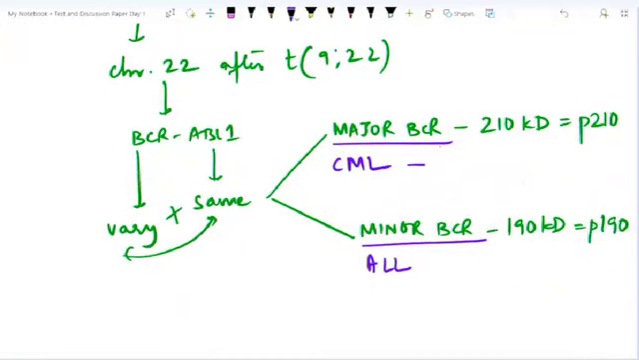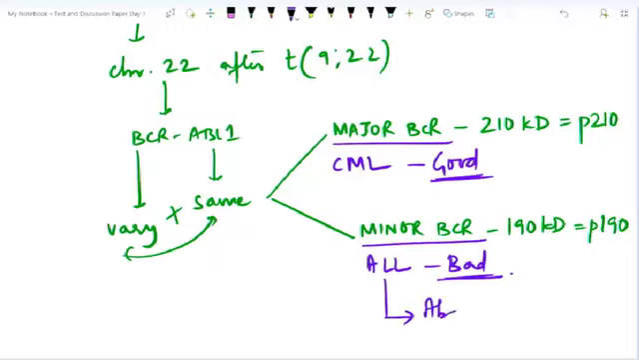In CML, it is good prognosis because it responds to treatment. In fact, you require this for diagnosis. Whereas in ALL, when this is present, it is bad prognosis because it does not respond that well. It does, but it doesn't have that same kind of good response. At the same time, ALL which has this kind of translocation can show aberrant myeloid expression as well. This is just an extra point I wanted to throw in there.